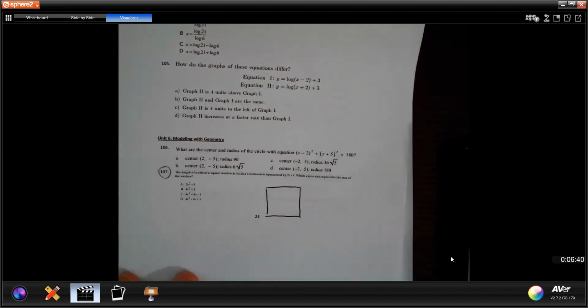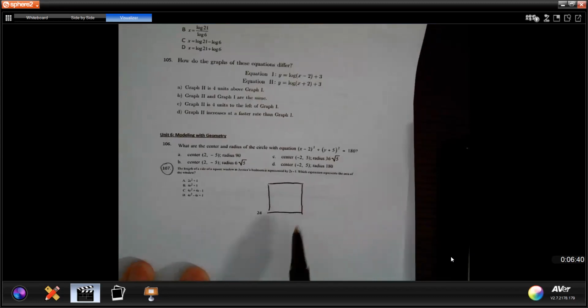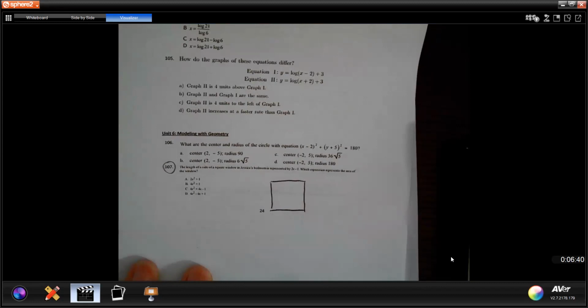All right. So if it said that the side length of the square is 2x minus 1, what should I do?